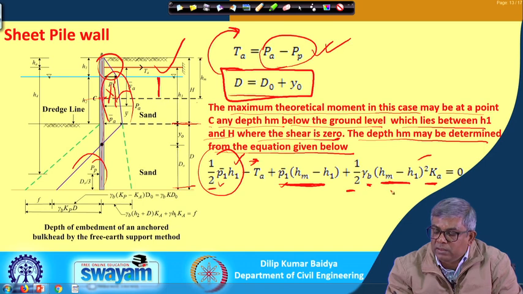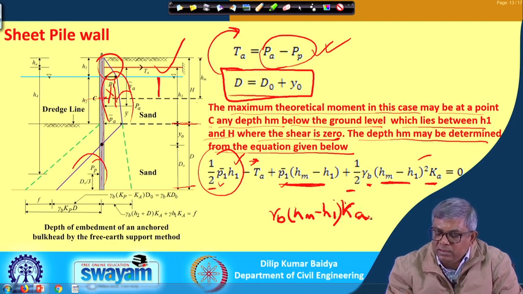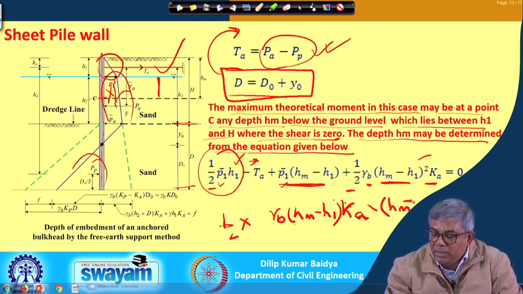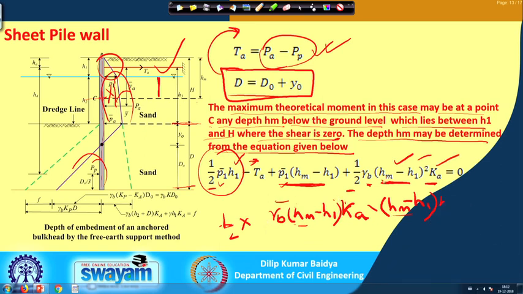So, this pressure, I have told you, is gamma b multiplied by H m minus H 1, multiplied by K a. This is the pressure. If I want to find out the force, then I have to multiply it by half, multiplied by H m minus H 1. So H m minus H 1 becomes square, and there is K a, gamma b and half.